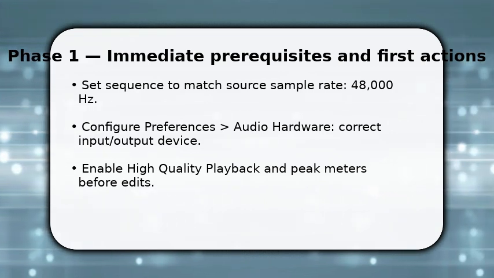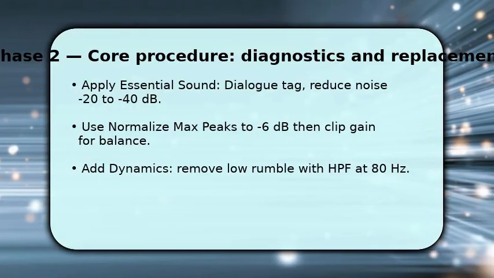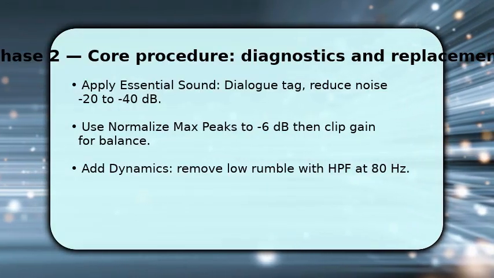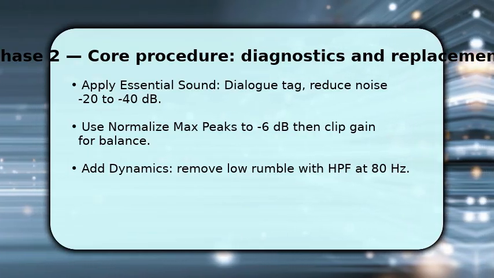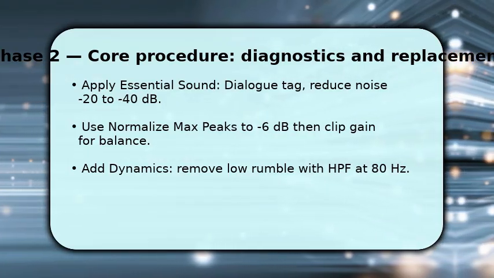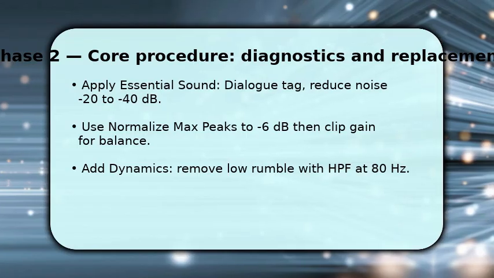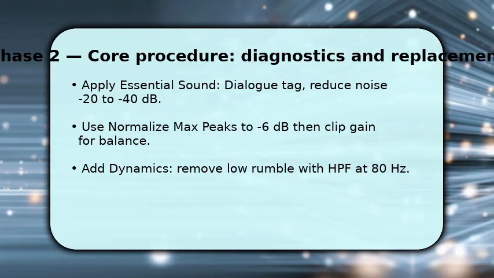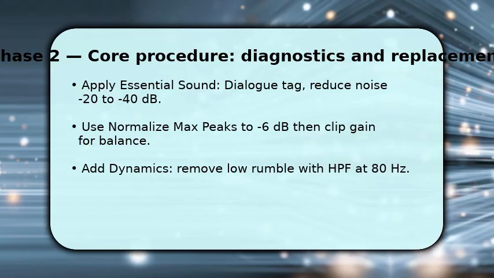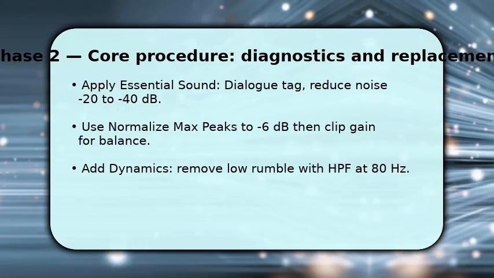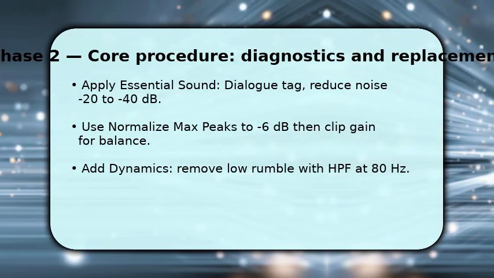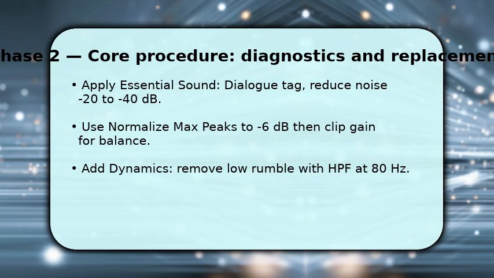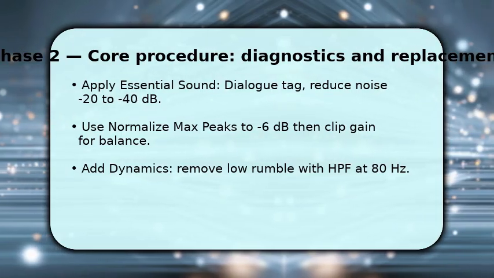Now you clean each clip and build consistent levels. Tag clips as dialogue in Essential Sound, then use the reduce noise slider conservatively. Start around -20 to -40 dB and preview. Next, normalize peaks to -6 dB and adjust clip gain so dialogue stays in a tight range. This avoids pumping when compressors act. Add a high-pass filter around 80 Hz to remove rumble, and insert gentle dynamics to tame spikes without killing presence.